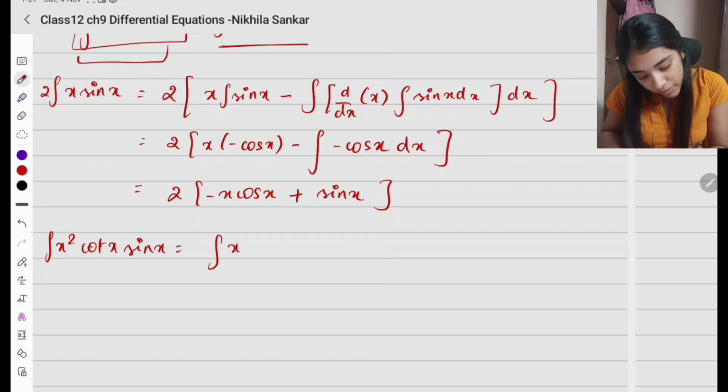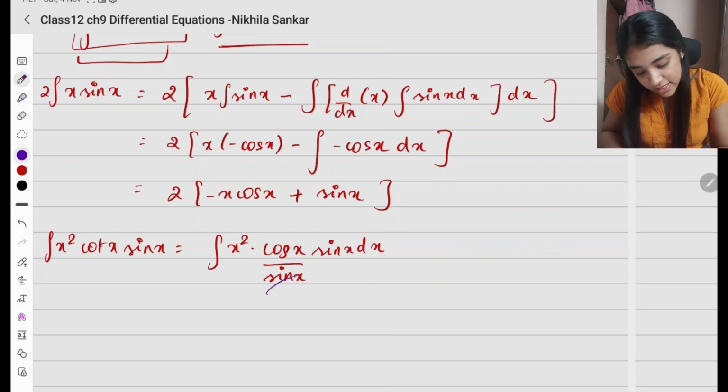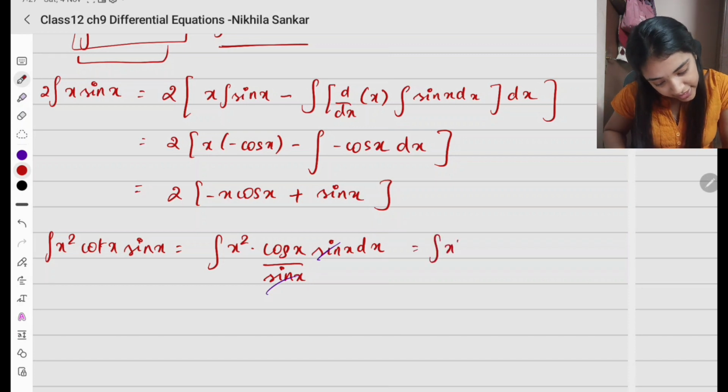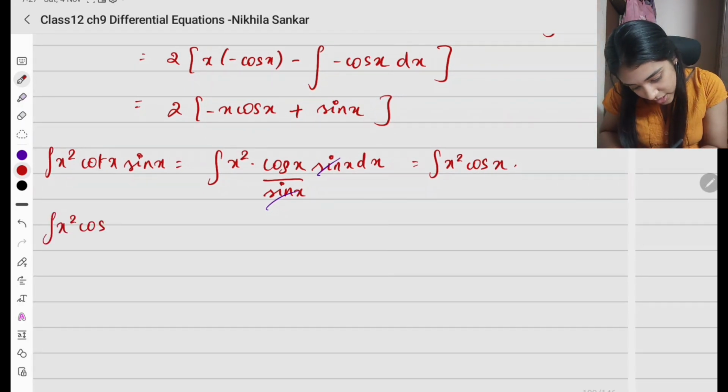Let's simplify this first. x square, what is cot x? It is cos x divided by sin x times sin x dx. So I can cancel the sin x and the sin x. What am I left with? I'm left with x square times cos x. Now I'm going to integrate x square cos x.